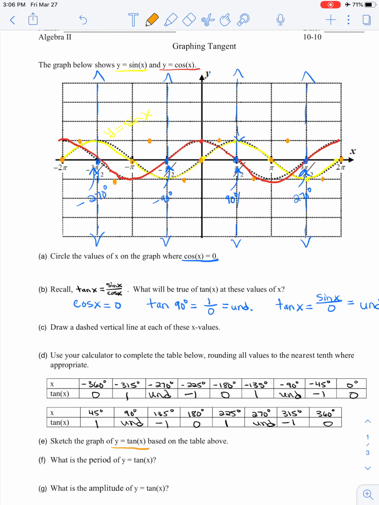Now, if you push graph on your calculator, you can see the general shape of the curve. So this is just going to be one part of the tangent curve. It looks like that. And then here between negative 270 and negative 90, the curve is going to look something like this.